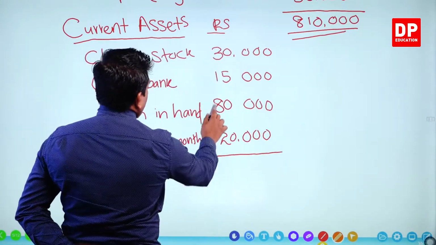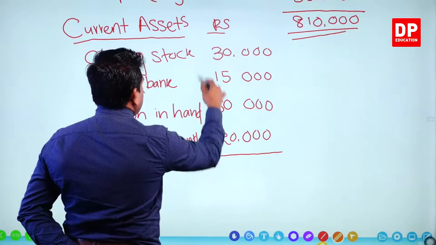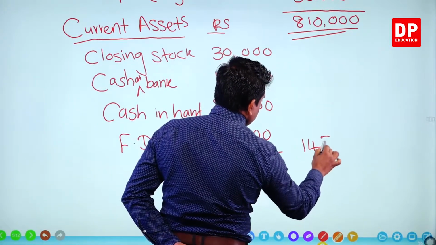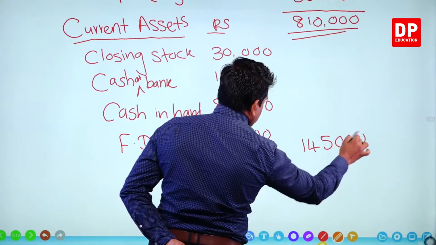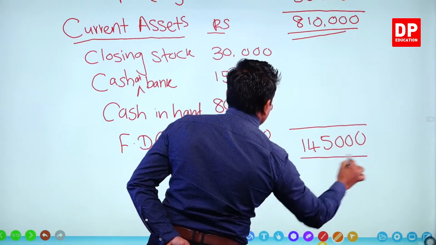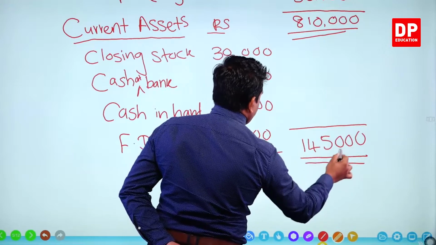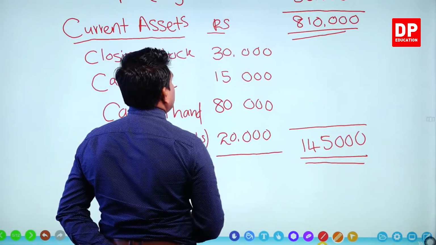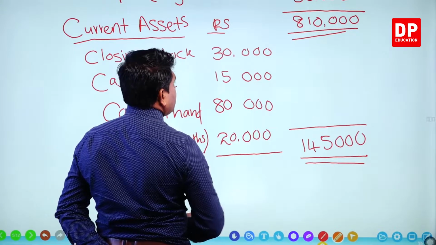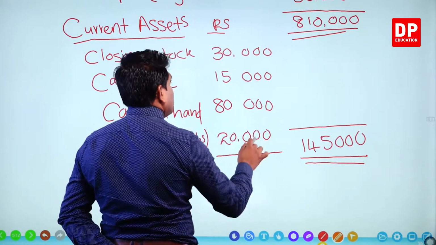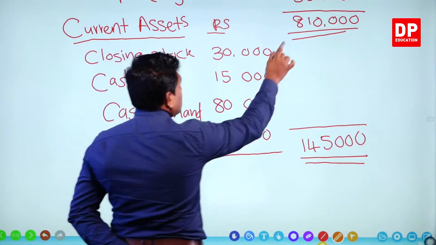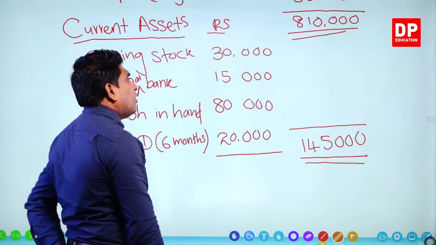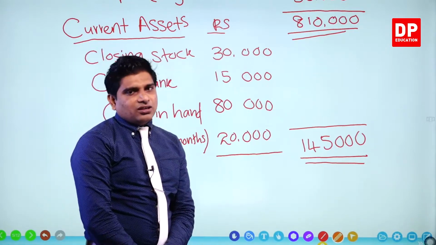How much? 80,000 plus 20,000, 100,000, 130,000, 145,000. Right? This is the value of current assets. Above you can see the value of the non-current assets. If you want, you can calculate the total assets. How do you calculate total assets? Non-current assets plus current assets. There you can see total assets.